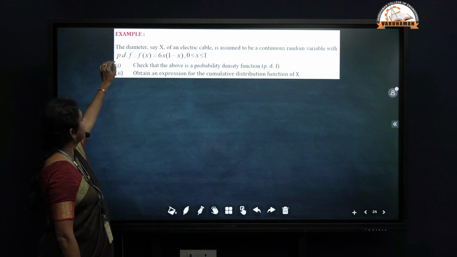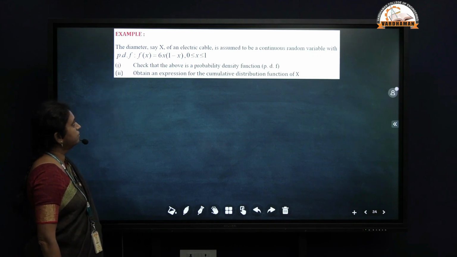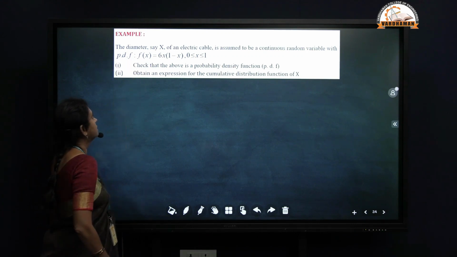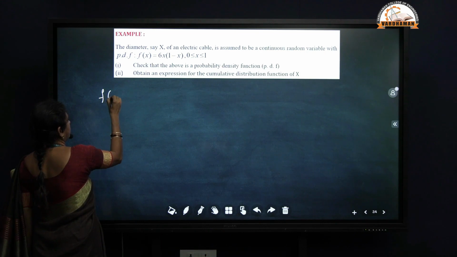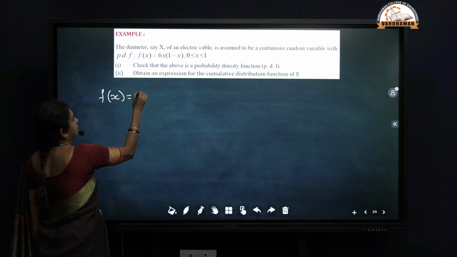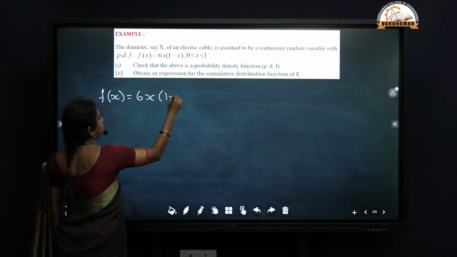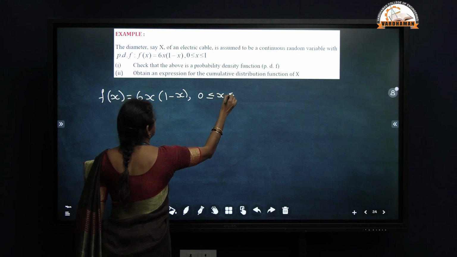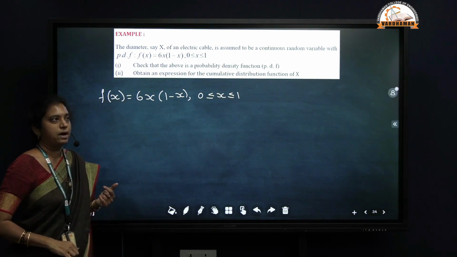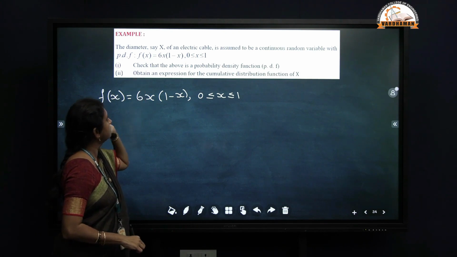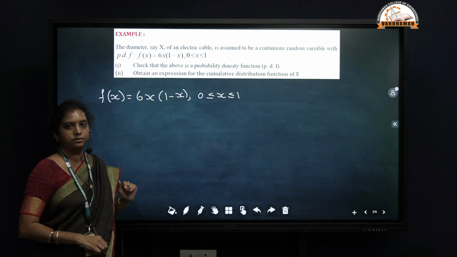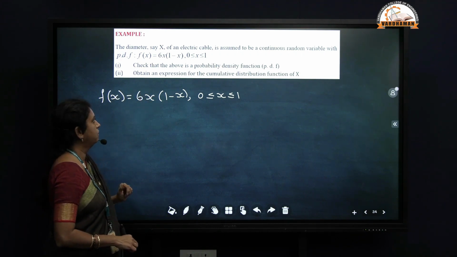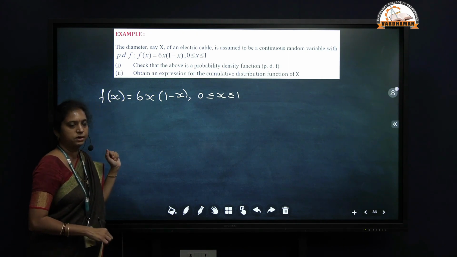So in this example, it is given that the diameter of an electric cable is assumed to be a continuous random variable with probability density function f of x equal to 6x into 1 minus x, for the interval 0 less than or equal to x less than or equal to 1. So what do you have to find? We are asked to check that the above is a probability density function, and also to find the expression for the cumulative distribution function. So first we'll check whether it is a probability density function or not.